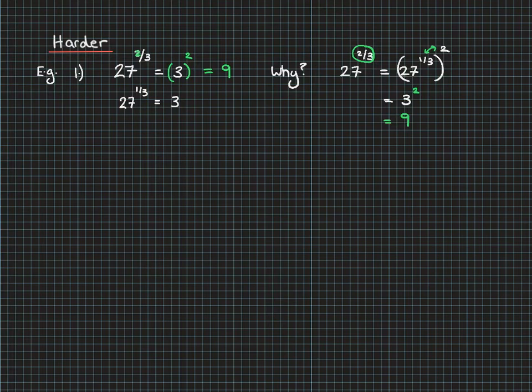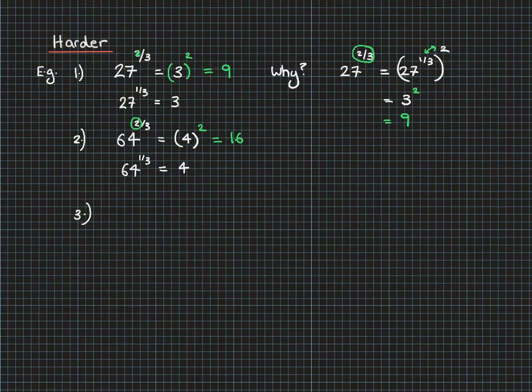Let's try another example. So I'm going to evaluate 64 to the power of 2/3. Now again, let's start with the denominator power. 64 to the power of 1/3 means the cube root of 64, which is equal to 4. Think about it. 4 multiplied by 4 is 64. So how do I then work out 64 to the 2/3? I take that 4 that I've just worked out and I raise it to the numerator in the power, which is 2, which gives me an answer of 16.